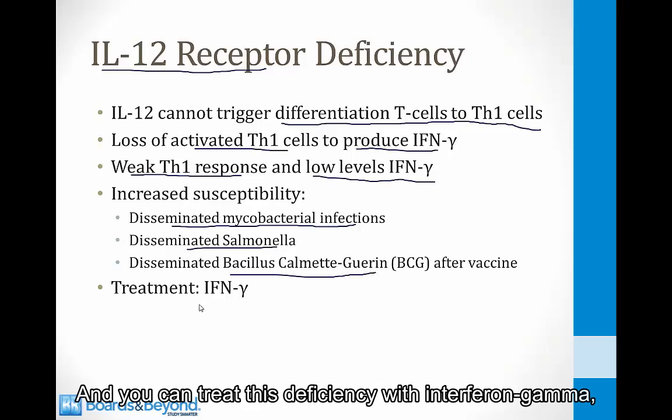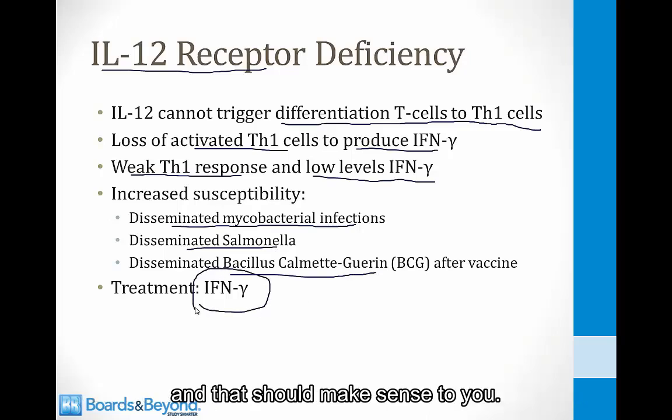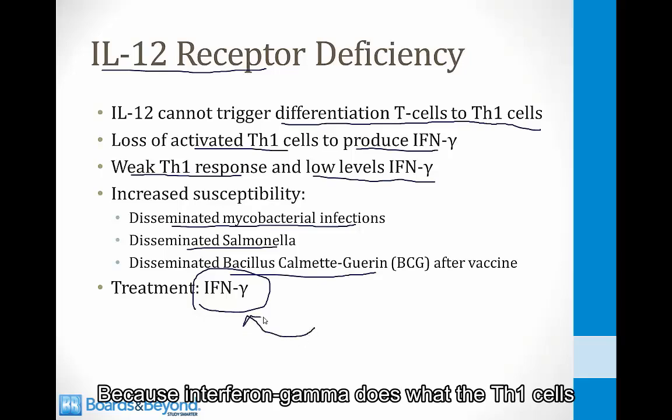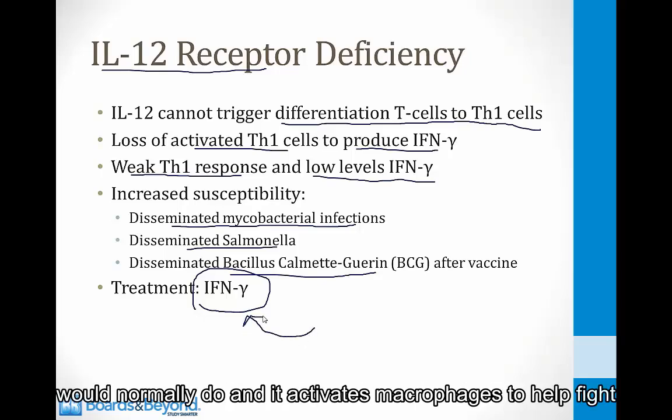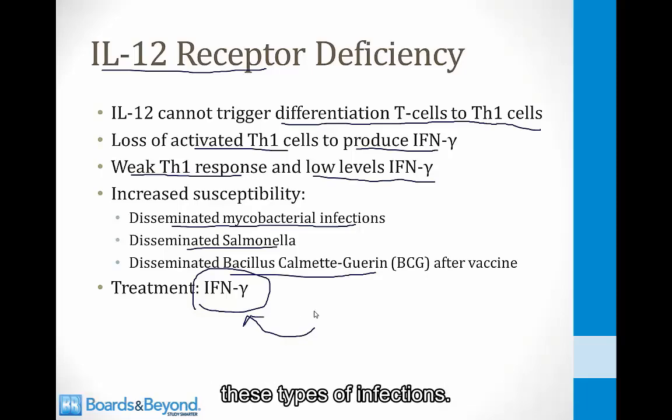And you can treat this deficiency with interferon gamma, and that should make sense to you because interferon gamma does what the Th1 cells would normally do, and it activates macrophages to help fight these types of infections.